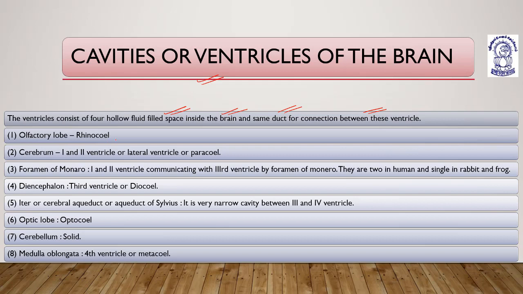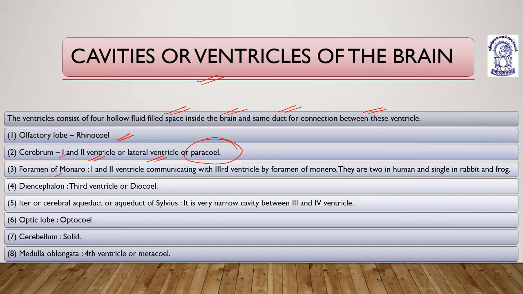Olfactory lobe, which is known as what? Rhinocele. Cerebrum, first and second ventricle or lateral ventricle or paracele. So olfactory lobe is connected by rhinocele. Cerebrum is connected by first and second ventricle or lateral ventricle or paracele.